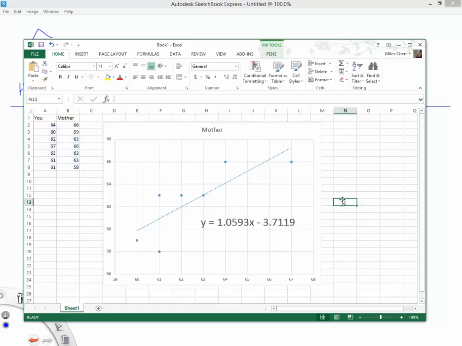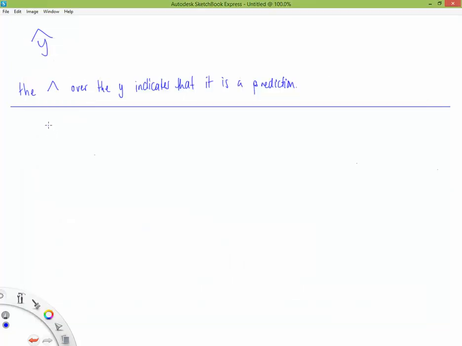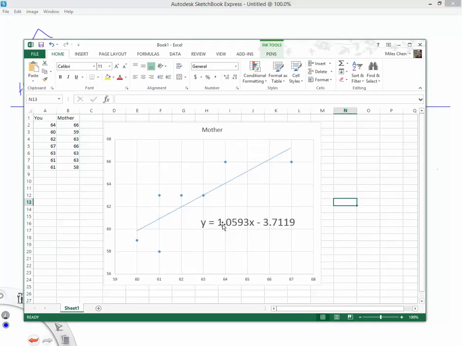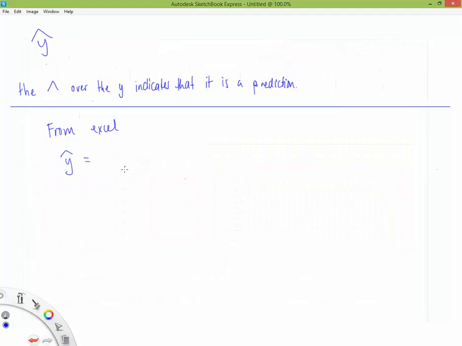So my equation is y equals 1.0593x minus 3.7119, okay? So from Excel, I get y. And technically, there should be a hat, but there's not, okay? I get 1.0593x, or I'm sorry, minus 3.7119.